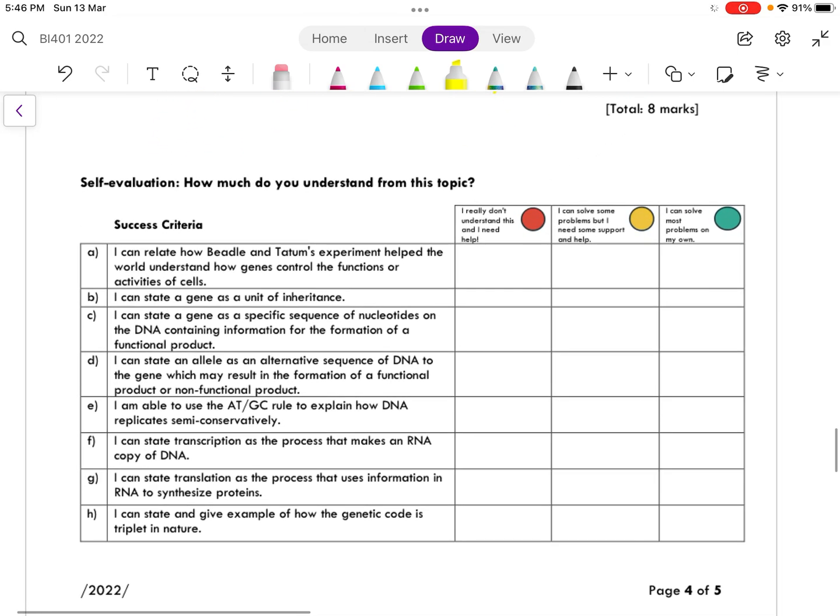And if you go down all these success criteria, could you do a quick self-evaluation to see whether you understand how to do the various parts of this particular chapter.